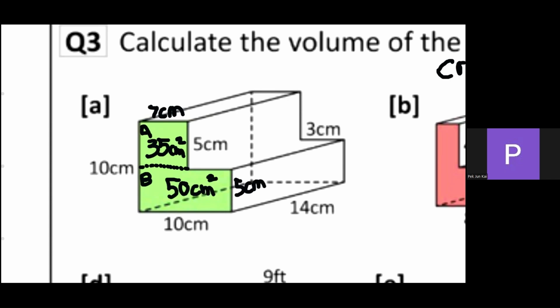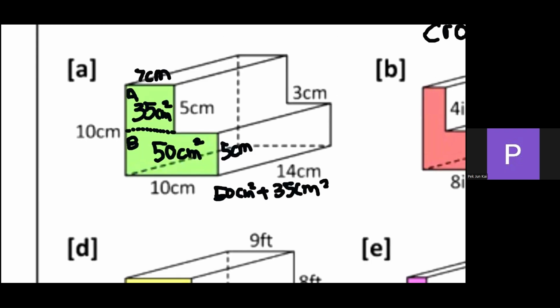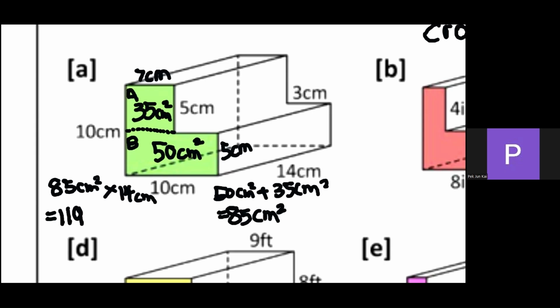square. So 50 centimeters squared plus 35 cm square, we would get 85 cm square. So 85 cm square times 14 cm, we would get 1190 cm cubed. So this would be the answer for question A.